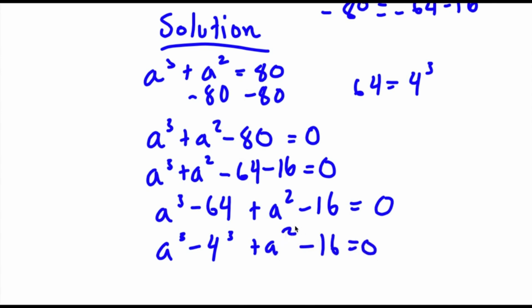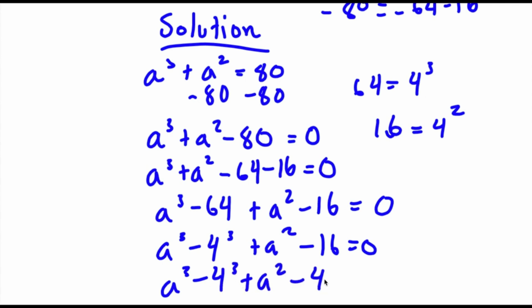Now, for a squared, I want to change 16 so it's something to the power of 2. Well, 16 is equal to 4 to the power of 2. So now I have a to the power of 3 minus 4 to the power of 3 plus a squared minus 4 squared is equal to 0.